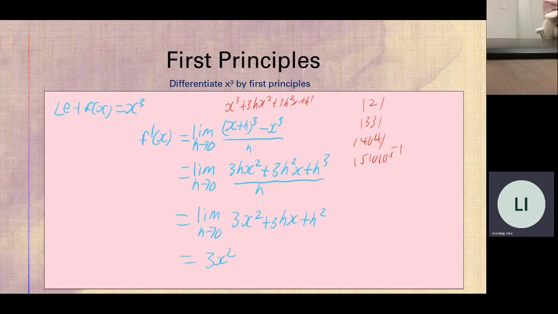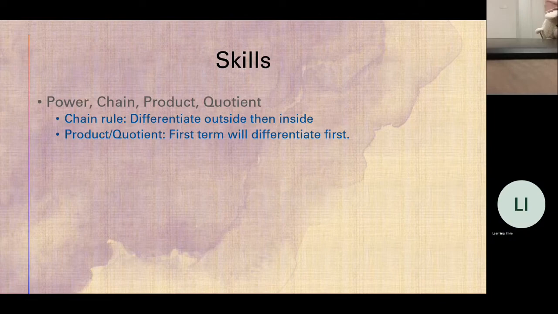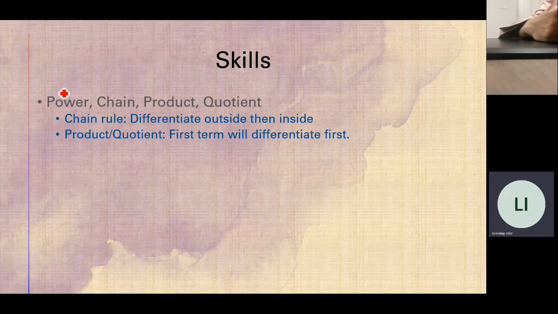Now we move on to the skills. And from A Math, you should remember these four skills: power rule, chain rule, product, quotient. Power rule: bring down the power, reduce the power by one, and differentiate inside. And the idea of differentiating inside comes from chain rule. And the idea is like eating a cake, all right?